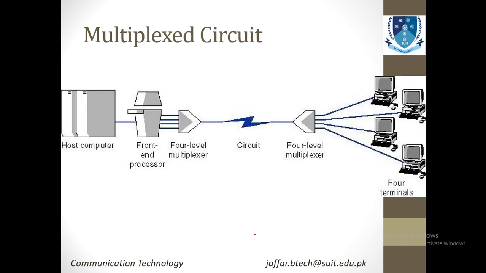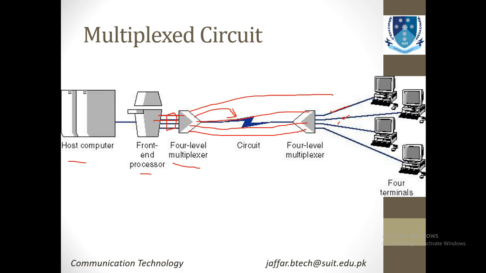So this is the diagrammatic view of the multiplex circuit. You can see that this is the host computer, this is the front end processor, and this is a 4-level multiplexer. It means that you can transmit 4 different data streams onto one single circuit. Instead of transmitting these 4 lines individually, you can have one single line, but this line should have the same capacity as the sum of all these 4 individual lines. At the receiving end, you will have a 4-level multiplexer, and it will demultiplex the single line into 4 different lines.